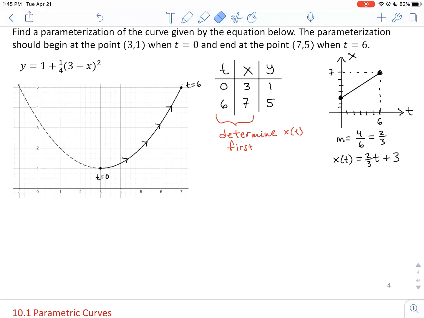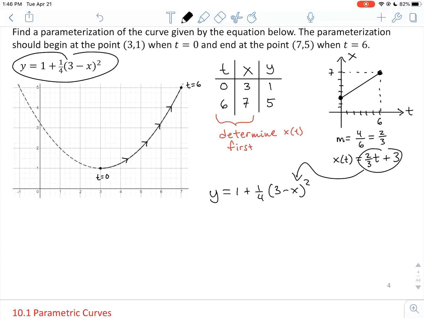Once you've figured out that part, then finding the y is actually rather easy. You go back to the given relationship that's right here, and you simply substitute. You change the x to this expression, and then all of a sudden you have a parameterization for y. Therefore, y as a function of t is 1 plus a quarter of 3 minus, and then replace that x with 2/3 of t plus 3.